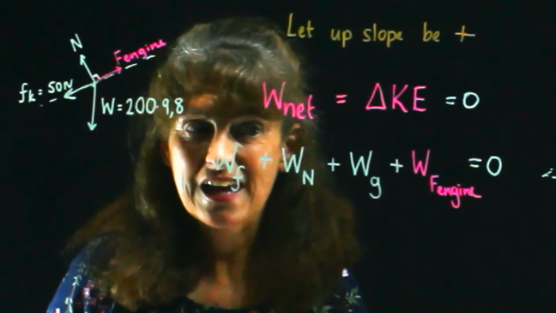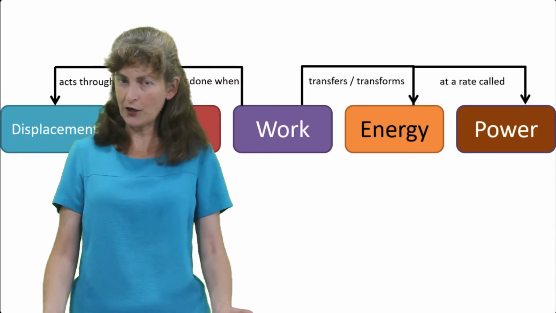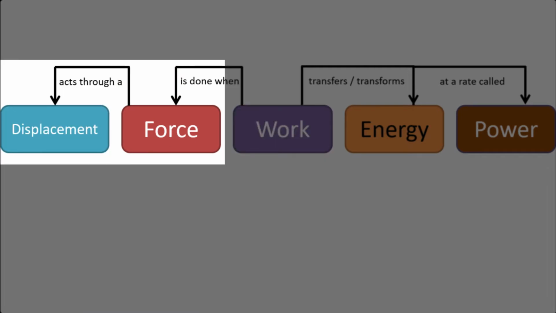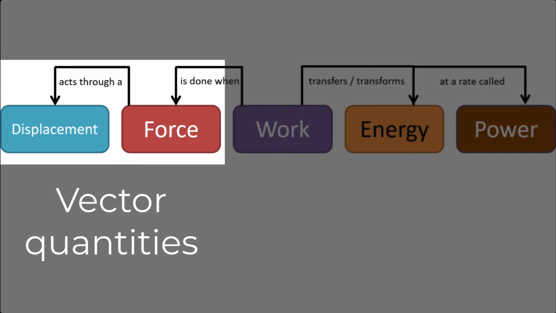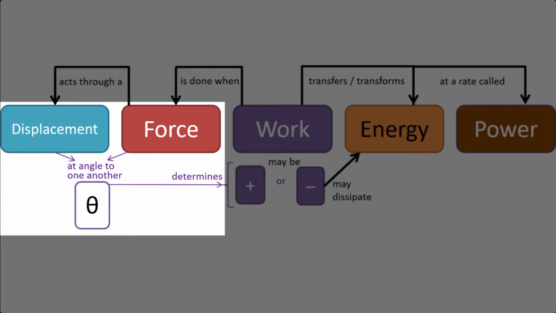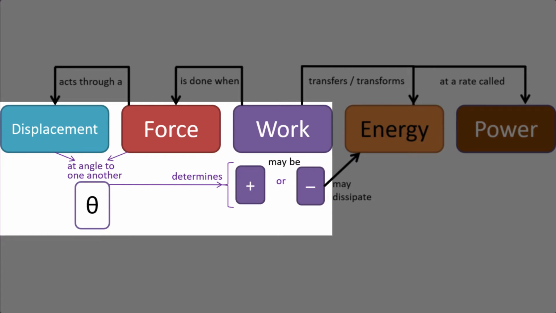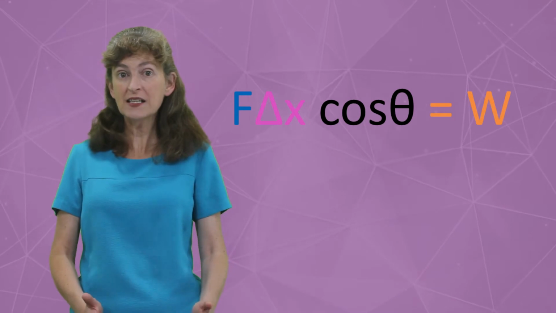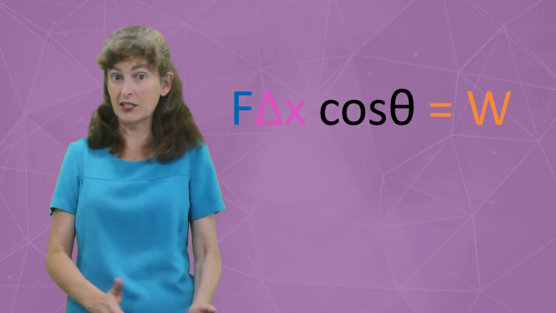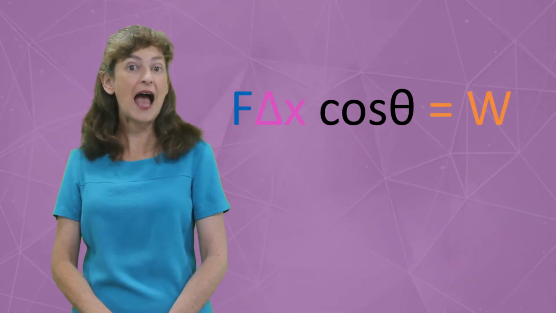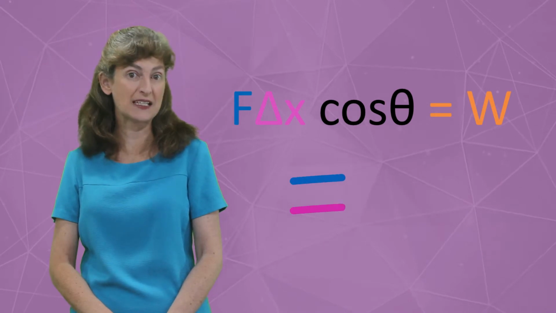Right, so now we need to understand work better. How is work done? Work is done when force acts through a displacement. Both force and displacement are vectors, and so they have directions, and the angle between their directions affects the magnitude of the work done, and it determines whether the work done is positive work or negative work. We can see that in this equation, work equals force times delta x, which is displacement, times cos theta. Theta is the angle between the force and the displacement vectors.